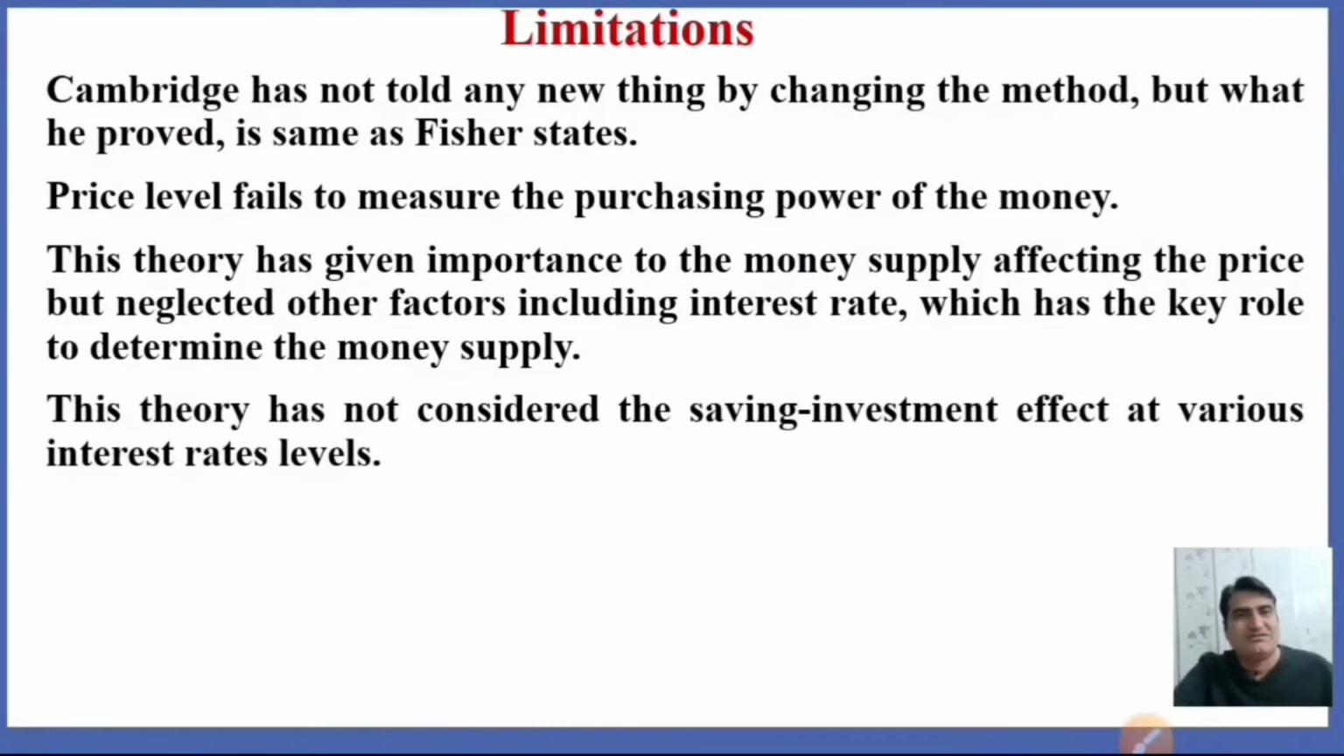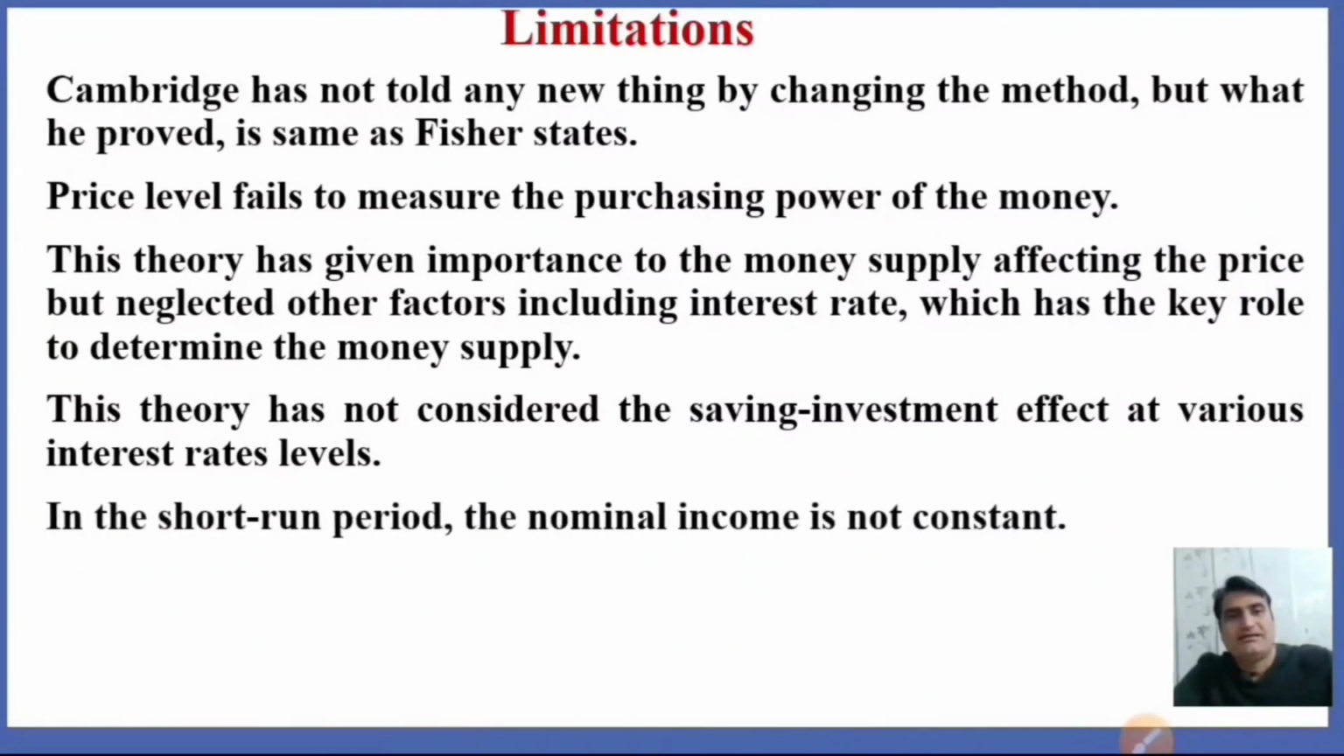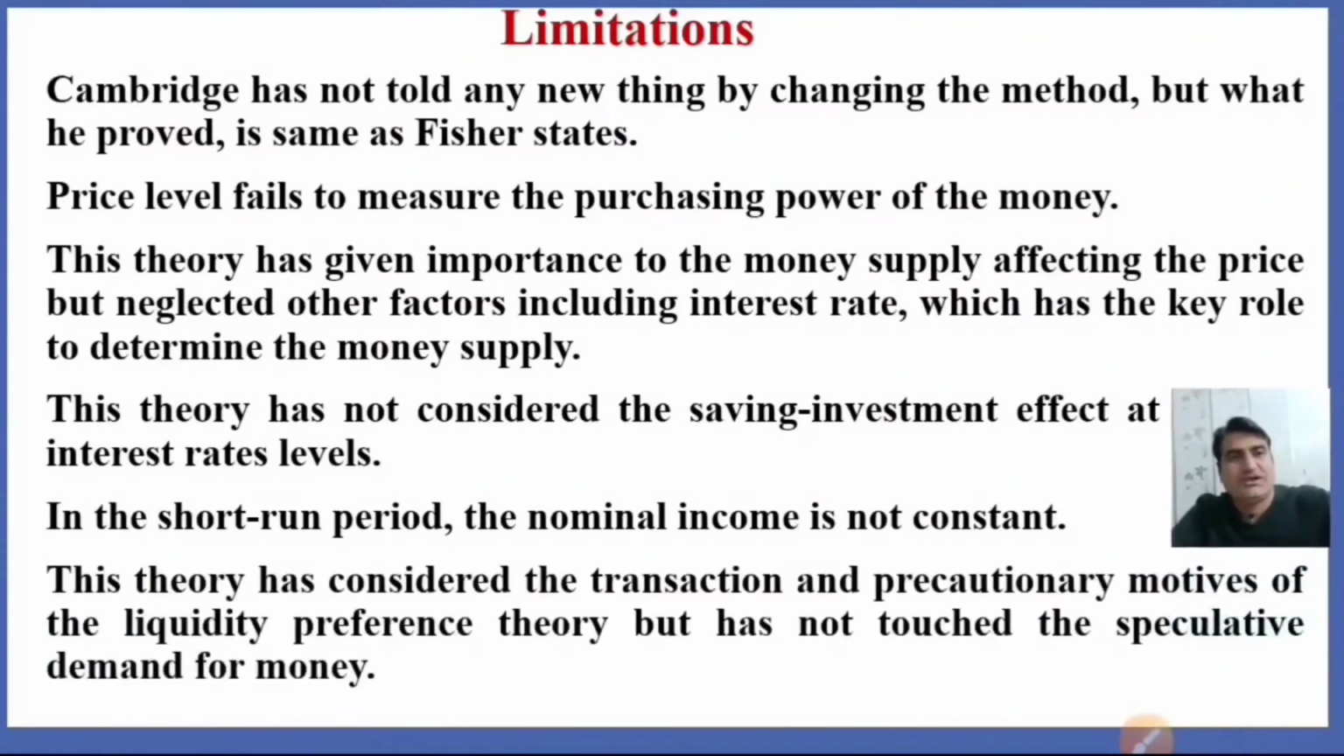The theory has not considered the saving investment effect at various interest rate levels. So if you want to learn about saving investment, you can watch my lecture, the link is given also. In the short run period, the nominal income is not constant. This theory has considered the transaction and precautionary motive of the liquidity preference theory, but has not touched the speculative demand for money.